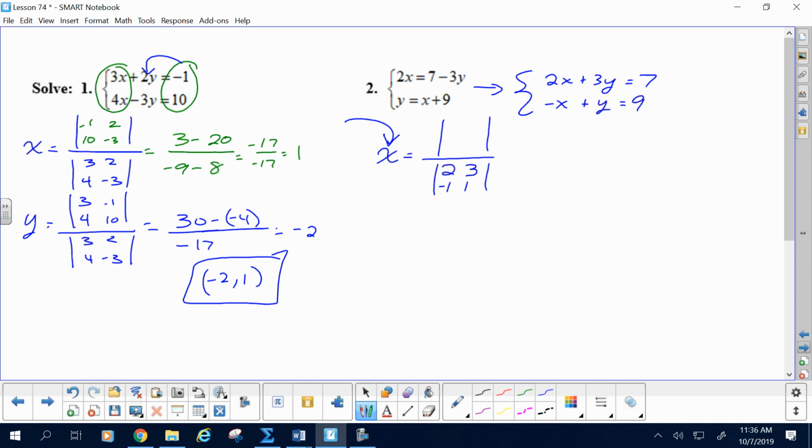The x column. So the x column, instead of going to negative 1, will be replaced with 7, 9. The y column stays the same, so what's in the y column? 3, 1. Okay, now I evaluate. Down to the right minus up to the right is 7 minus 27. So I'm getting negative 20 in the numerator. What about the denominator? 2 minus negative 3 or 5. Therefore, the x of the intersection is? Negative 4. Now you try y on your own to see if you're getting the idea.